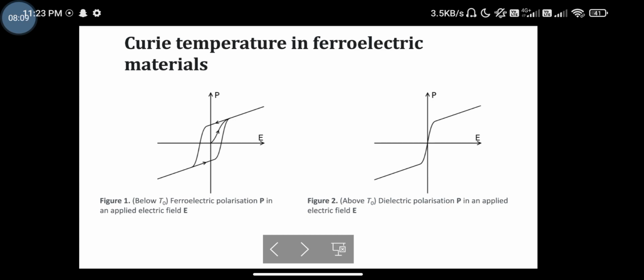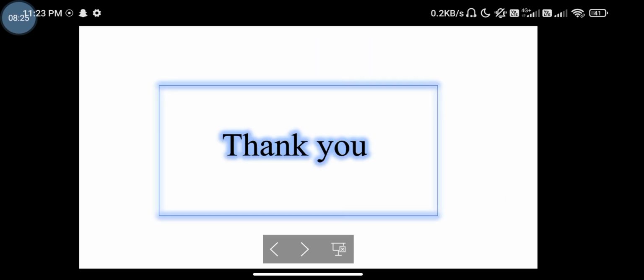The hysteresis loop depends on the temperature, and as a result, as the temperature is increased and reaches T0, the two curves become one curve, as shown in the dielectric polarization. Thank you.